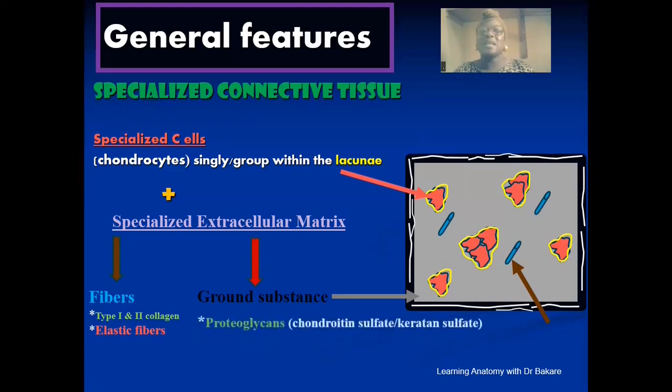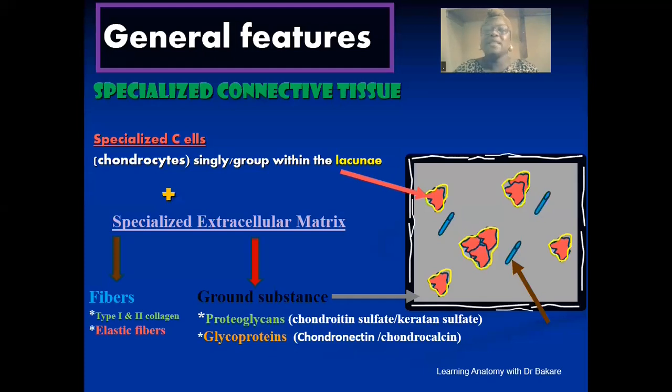Then the ground substance, we have the proteoglycans, which include the chondroitin sulfate and also the keratan sulfate. We have the glycoproteins. The glycoproteins include the chondronectin and also the chondrocalcin. Then finally, we have water. So these are the three major structural components of the ground substance that we have in cartilage. And this is distinct for cartilage.